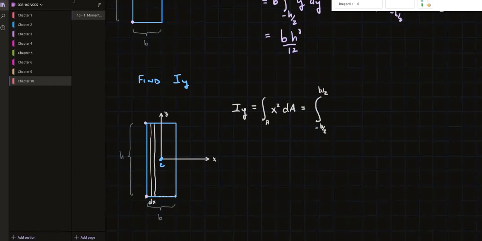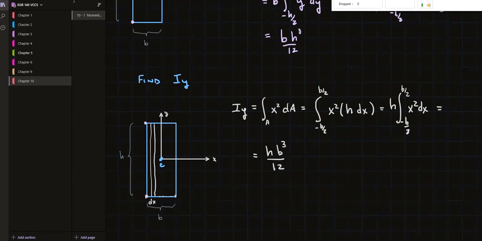So this is going to be x squared, and our dA now is going to be h times dx is our section. So h integral of minus b over 2 to b over 2 of x squared dx equals, let's bring it down here, and so we're going to get the same sort of thing as before, but now we're going to have h b cubed over 12 if you solve that.